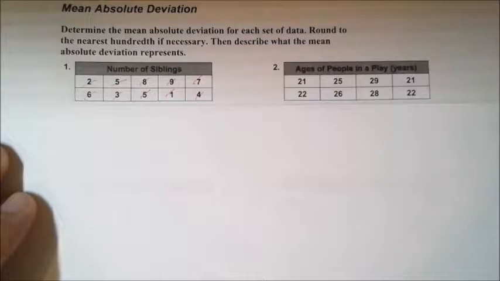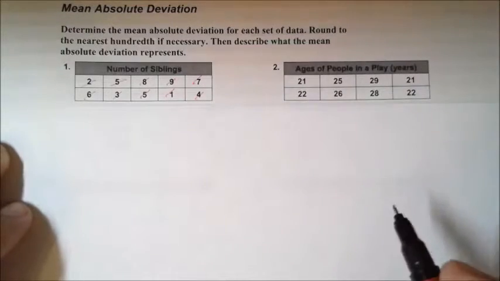Alright, today we're going to be finding mean absolute deviation, and it tells us in our instructions to determine the mean absolute deviation for each set of data, round to the nearest hundredth if necessary, then describe what the mean absolute deviation represents. So the first thing we want to do is go through and write down all of our data to find its mean, and we want to mark them off as we're doing them.